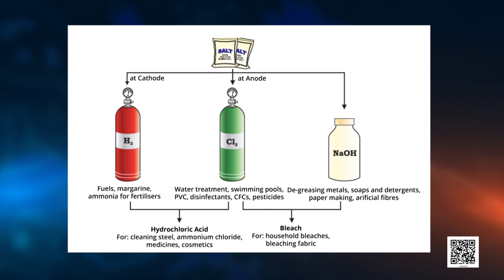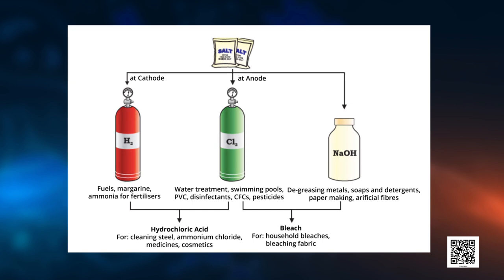For example, the hydrogen gas produced can be used as a fuel. Hydrogen is a very clean fuel. It can also be used to produce margarine, ammonia for fertilizers. The chlorine gas produced is used for water treatment of the swimming pools, PVC and disinfectants. CFCs and pesticides are also produced using chlorine gas. The sodium hydroxide produced is used for degreasing metals, production of soaps and detergents, paper making, artificial fibers, etc.